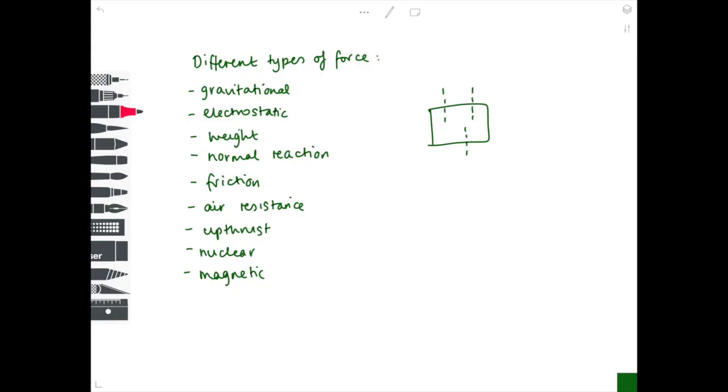Upthrust, this is when we're talking about water, so for example a boat sitting on water, although its weight is acting downwards, there's the force of the water pushing back up, so it's the equivalent of the normal reaction force, so we call this upthrust, and if weight and upthrust are equal, then we know the boat will float. The nuclear force is, as the name suggests, to do with the nucleus of atoms, or the nuclei of atoms, and it's the strong attractive force between the protons and the neutrons within the nucleus that helps hold the nucleus together.